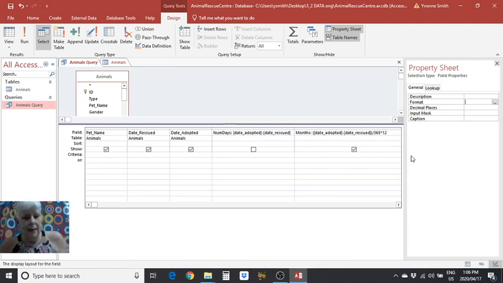Months: date adopted minus date rescued divided by 365 multiplied by 12. In round brackets, please, because that equation has to be in brackets, so that the answer to that will be multiplied by 12 divided by 365. Okay, now we want to round it.